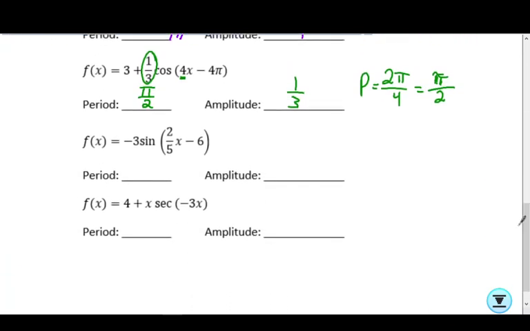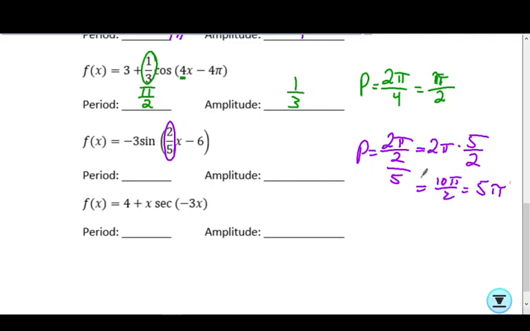All right. The next one. So this is my b. Again, using that same equation, 2 pi over b, in this case b is 2/5. And dividing by something is the same thing as multiplying by its reciprocal. So 2 pi times 5 is 10 pi over 2, which is 5 pi. So my new period is 5 pi. The amplitude is a, that's the 3 in front, and my amplitude is positive 3.